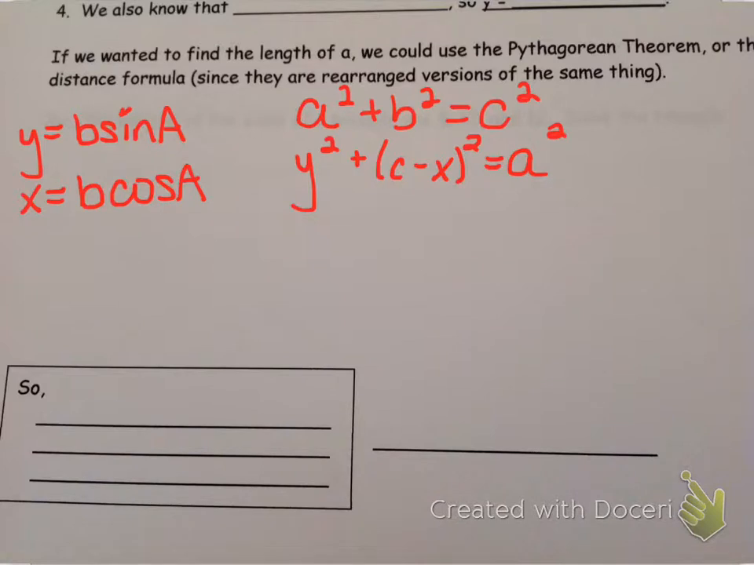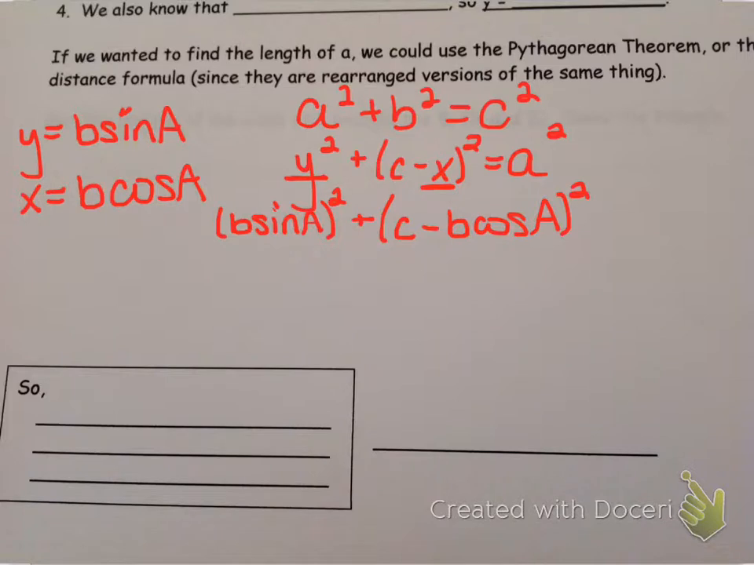And so what we can do is substitute. I'm going to replace y right here with b sine of a. That's the formula that would calculate what y is, and it's getting squared. Then I have my c, of course, minus, and then I'm going to replace this x with the formula that would calculate what x is, and that formula was b times cosine of a. And that whole thing is getting squared, and it's equal to a squared.